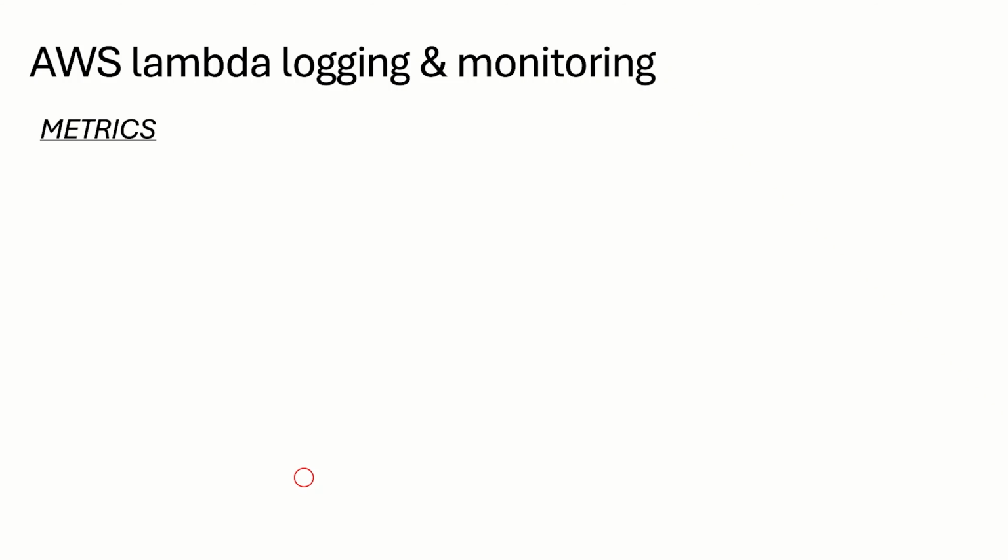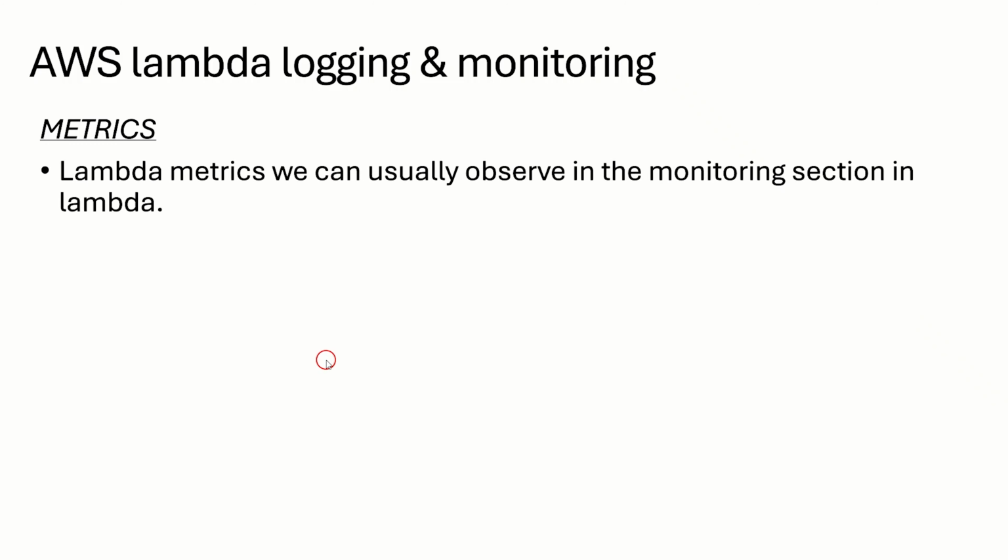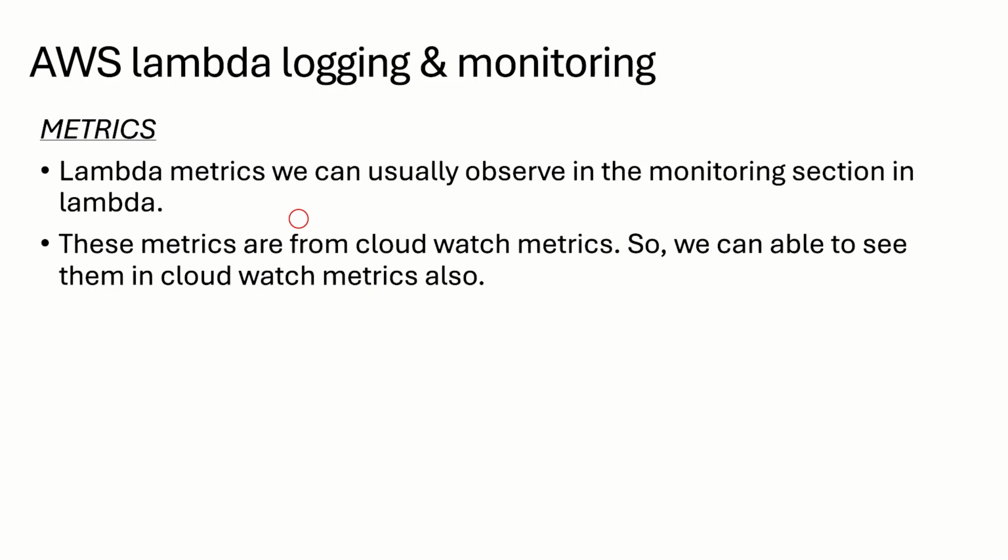These metrics you can usually see in the monitoring section in Lambda. In that monitoring section, you can see the metrics of the Lambda. But these metrics are actually from CloudWatch. So you can go to CloudWatch and see those metrics there also. The metrics available in Lambda's monitoring section are also available in CloudWatch. You can go to CloudWatch and see, or you can directly go to the Lambda monitoring section and see those metrics.